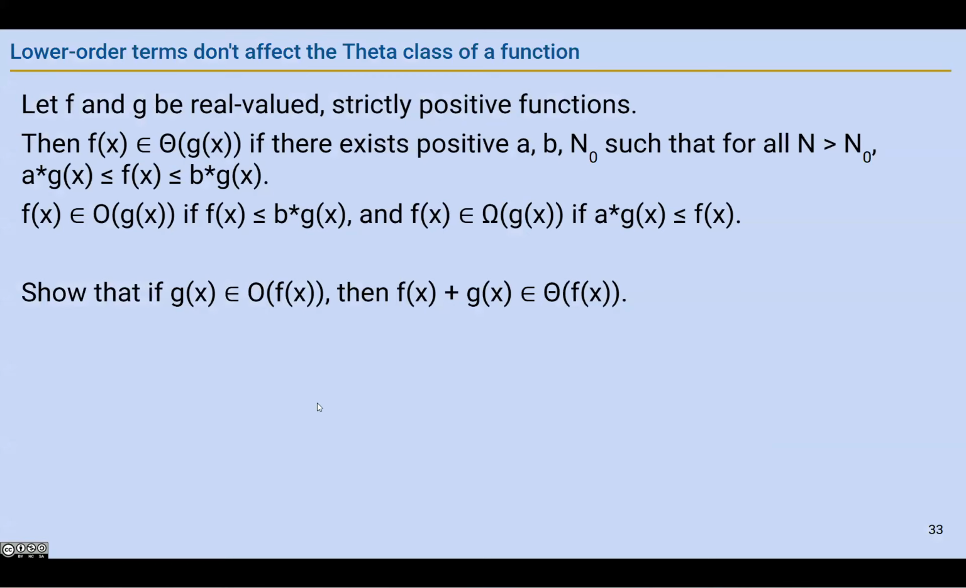Let's try out an example. This is kind of that same statement that the lower order terms don't matter. In effect, if g of x is O of f of x, so g of x is less than or equal to f of x, then f of x plus g of x is going to be theta of f of x. The g of x effectively doesn't matter and can be safely ignored. Let's take a few minutes, 2 minutes or so, to discuss with your neighbor to try and see if you can prove this is true. As a reminder, we're going to be trying to find both of these inequalities for the theta bound.